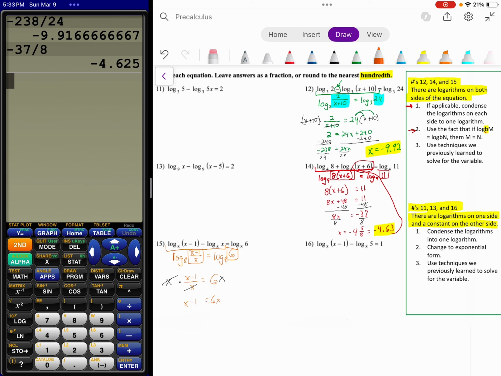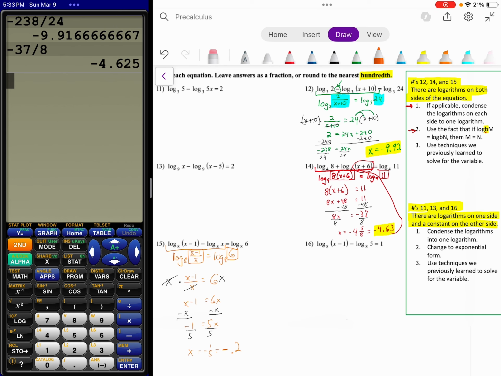And we want to solve for x, so we get all the x's on one side. So I probably would just subtract x from both sides. And we get negative 1 is equal to 5x. Dividing both sides by 5, we get negative 1/5. And negative 1/5 equals negative 0.2. You could put it in your calculator, but 1/5 is 0.2. So there is our answer.